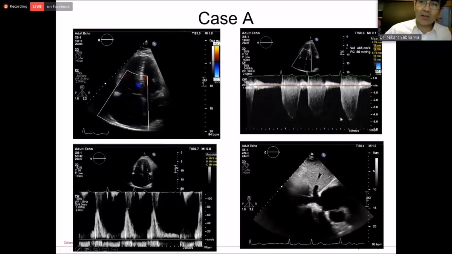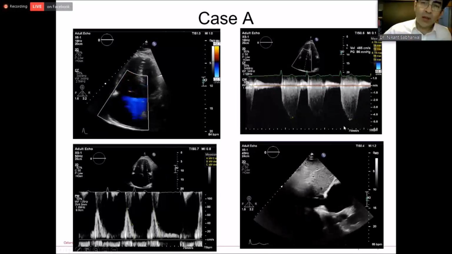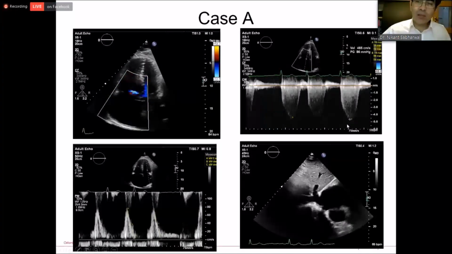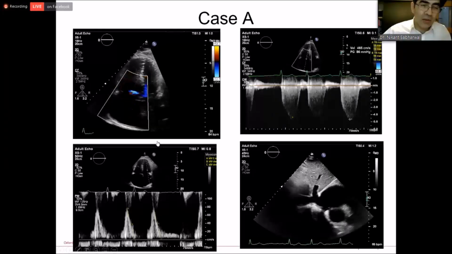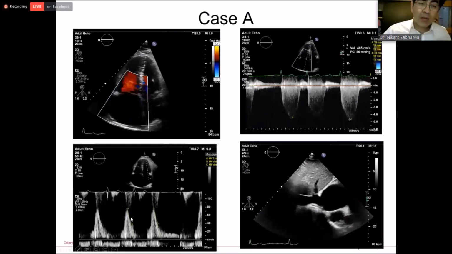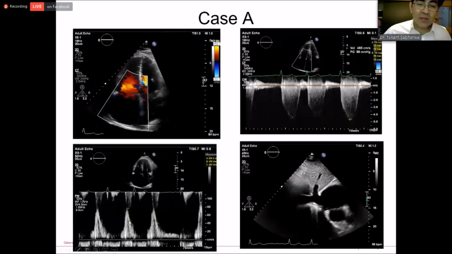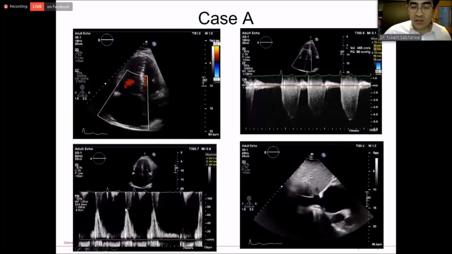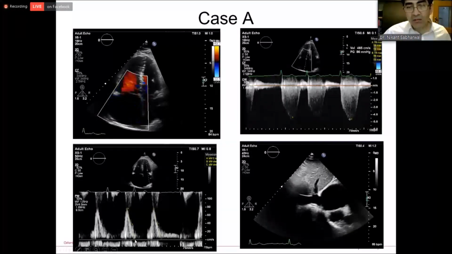And the TR velocity comes out at 4.6 meters per second. So we're well above that 3.4 meter per second cutoff. So straight away, we will follow that algorithm shortly, and I'll show you how it all works. Mitral inflow is impaired. We can see there's going to be significant diastolic dysfunction. There's a very tall E wave and a very sharp deceleration time.